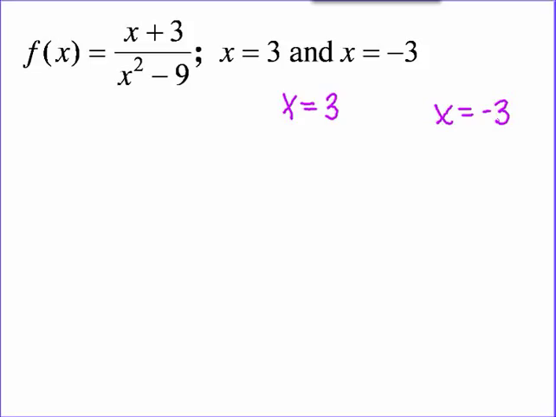No, why not? Yep, when I plug 3 in here, I get 3 squared minus 9, which is 0. So is the graph continuous? No. Let's do that for -3. Is it continuous at -3? No, for the same reason.